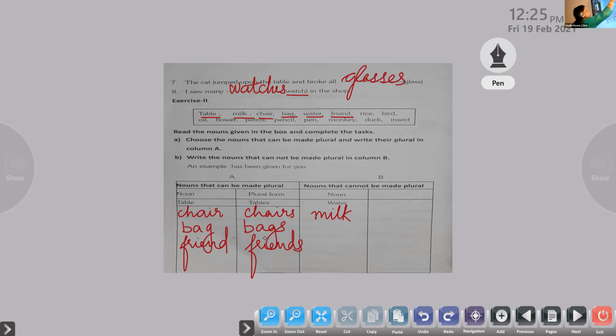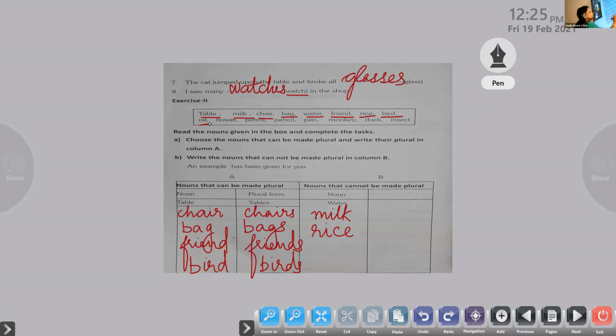Rice, we can't count it. We are not counting the rice. So it is a bag or a sack of rice. Okay, so we cannot count rice. So please do write it in this column, rice. Bird, we can count it. Bird, birds. Okay, and one more, oil.